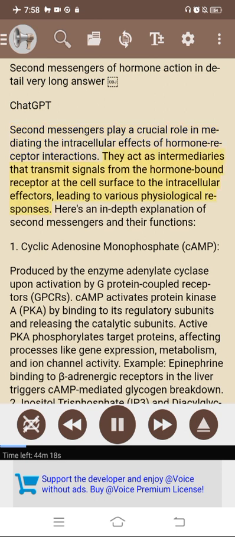They act as intermediaries that transmit signals from the hormone-bound receptor at the cell surface to the intracellular effectors, leading to various physiological responses. Here's an in-depth explanation of second messengers and their functions. 1. Cyclic adenosine monophosphate (cAMP).